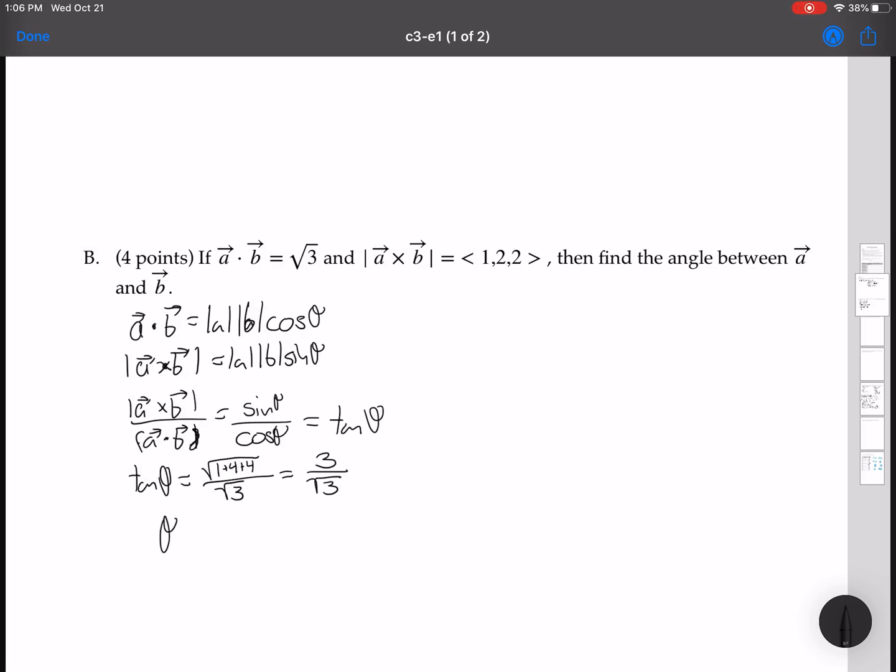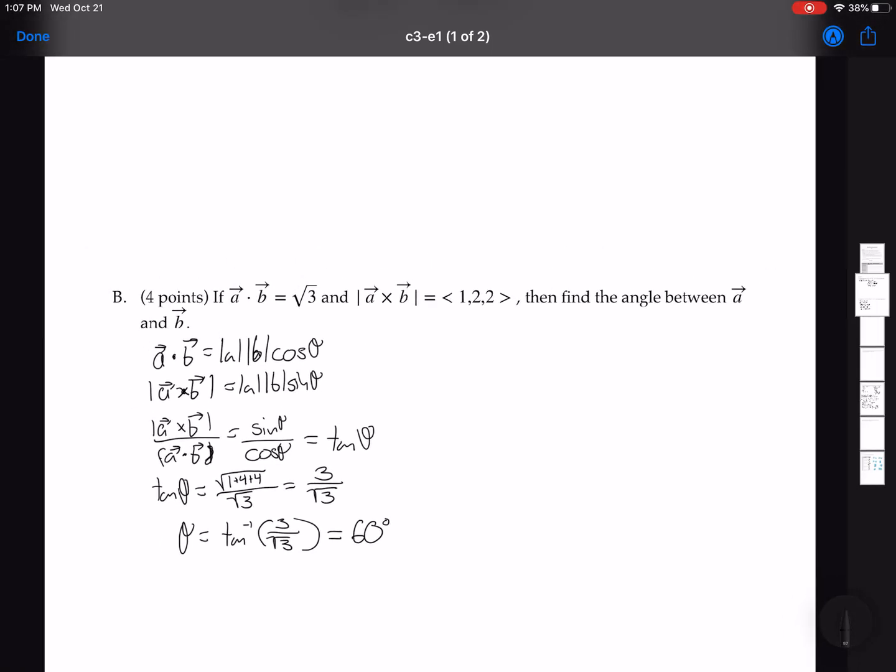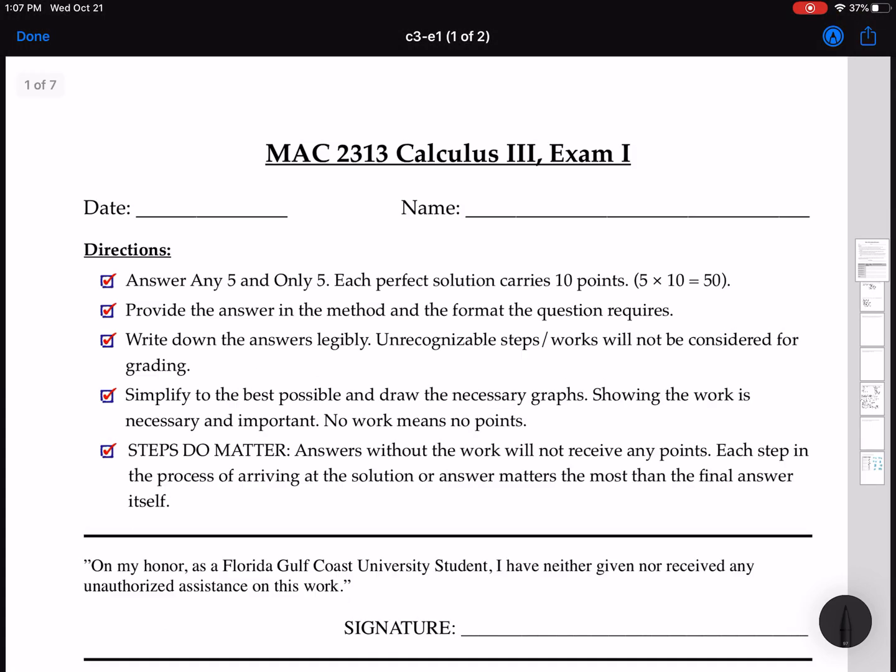So theta equals the inverse tangent of 3 over the square root of 3, which equals, wait a second, calculator. I do not know that off the top of my head. Inverse tangent of 3 divided by the square root of 3, and that is 60 degrees. And that's the answer to part B. And that is question A.